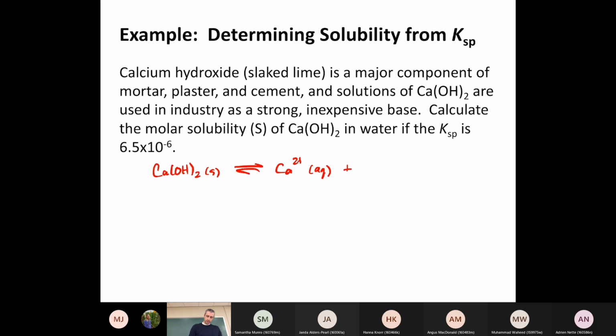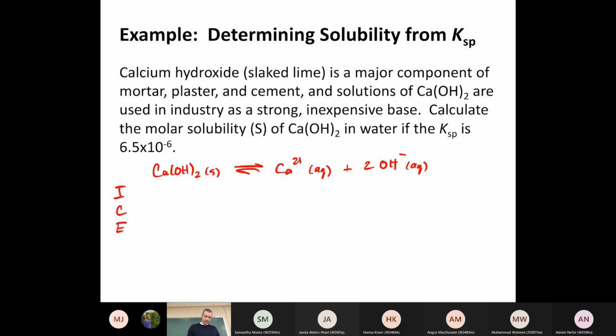Plus 2 OH minus aqueous. And basically what we do is we start out and we have our initial, change, and equilibrium. So we're assuming we have a bucket of water that's pure, let's say a liter. We throw in enough calcium hydroxide to saturate the solution. And then we want to know how many moles of this has dissolved per liter.